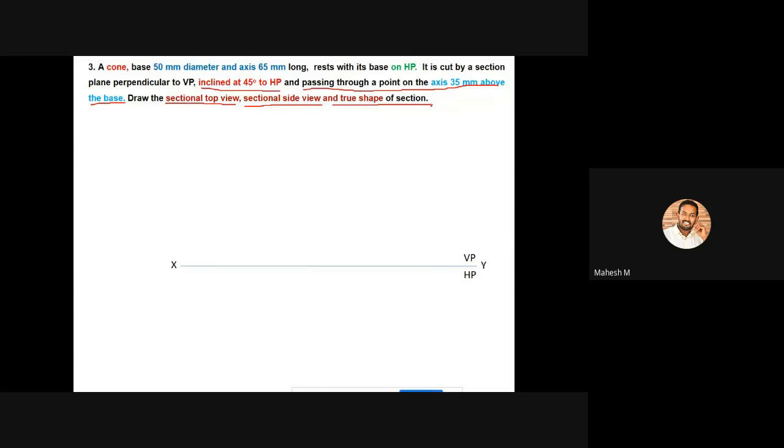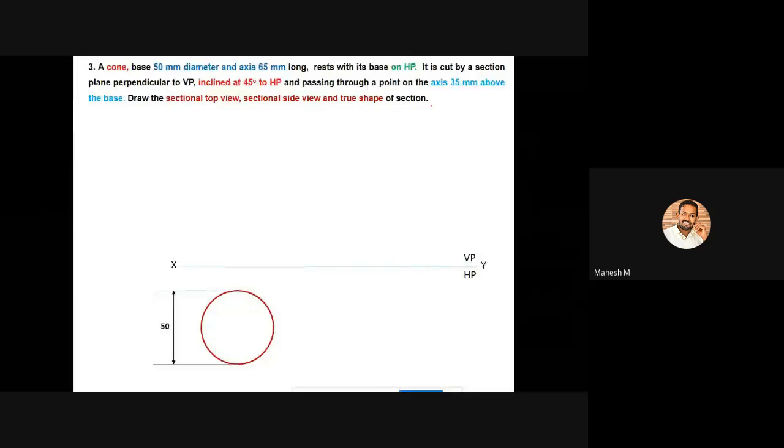Okay, so you can create a reference line with the name of x and y. Then you can create the circle with a diameter of 50 mm. Then you can divide the circle into 8 equal parts and you can name it as 1 2 3 4 5 6 7 8, or else you can name it as a b c d e f g h, or else p q r s t u v w. So it is based upon your own choice. Okay, so here it is marked as a b c d e f g h.